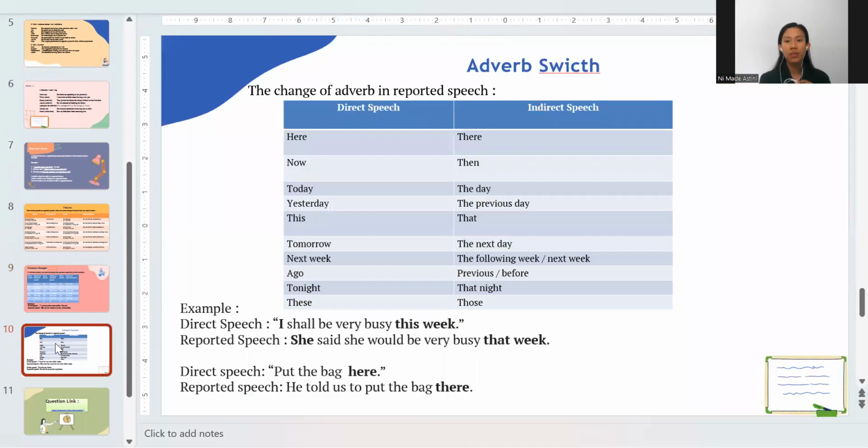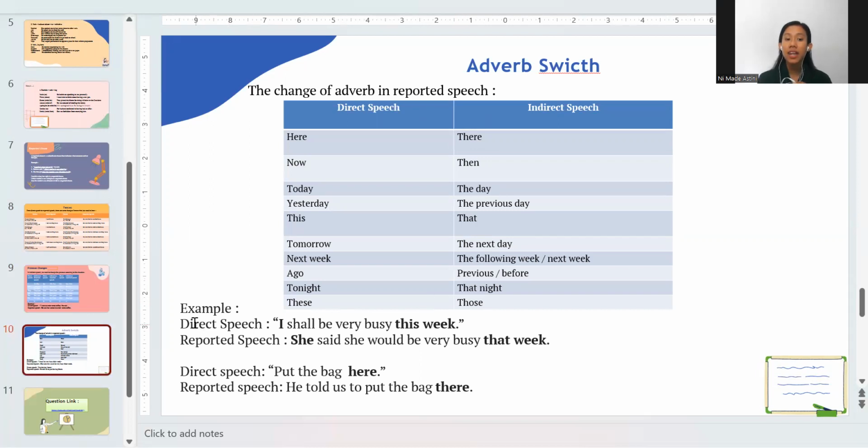The next one is the change of verbs in reported speech. For example, in direct speech, you say here. So in indirect speech or reported speech, you need to say there. Now changes to then, and then today becomes that day, and then yesterday becomes the previous day, and then this becomes that, tomorrow becomes the next day, and then next week becomes the following week, and then ago becomes before, and then tonight becomes that night, and then these becomes those.